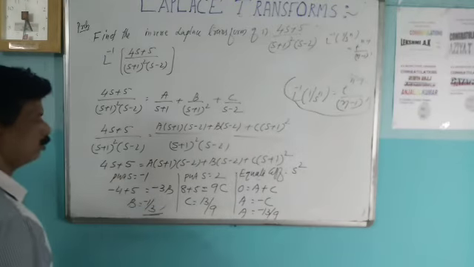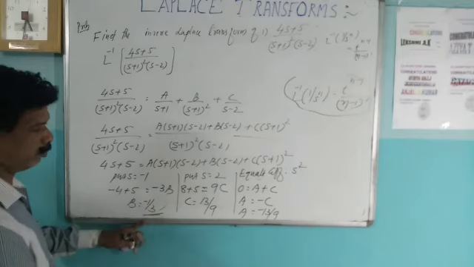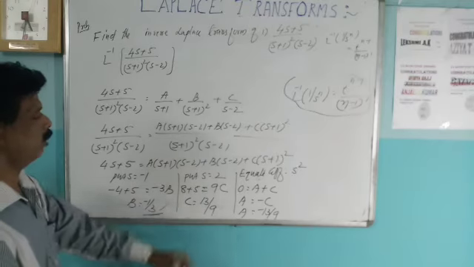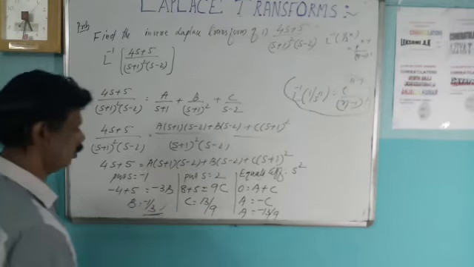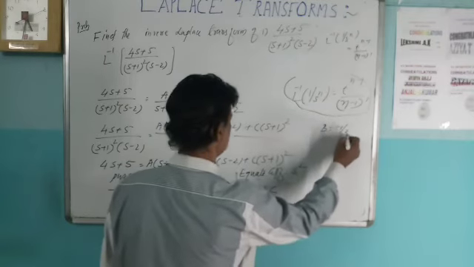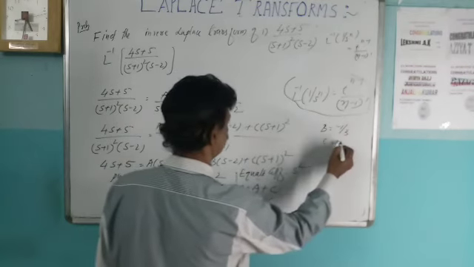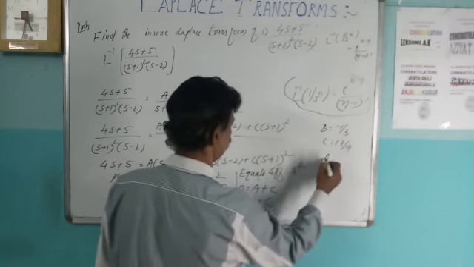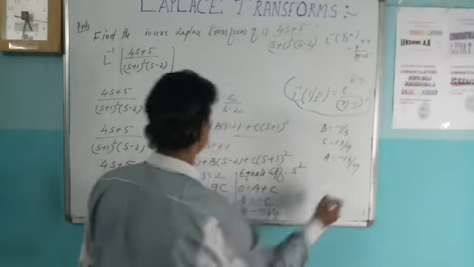Okay. So B is equal to minus 1 by 3, C is equal to 13 by 9 and A is equal to minus 13 by 9.